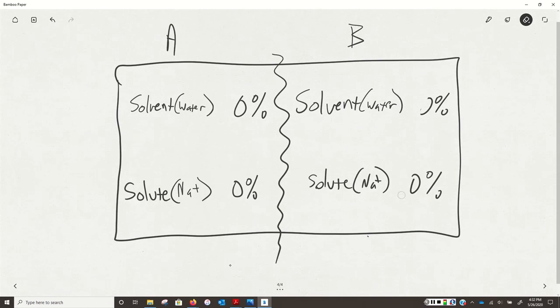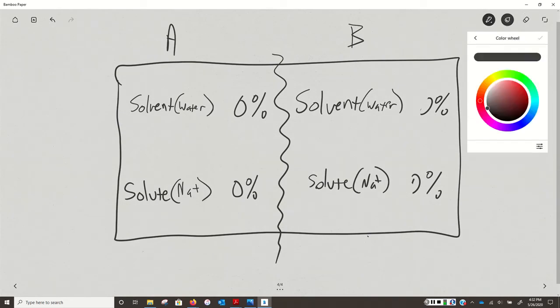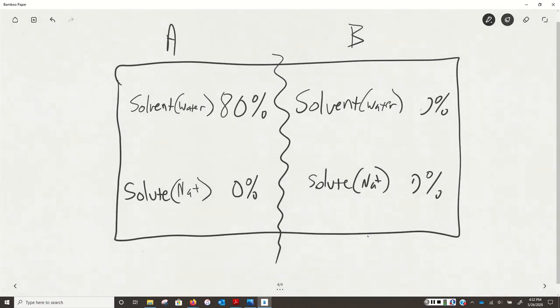Let's say instead what we have is both of them are 20% sodium solutions. They're equal to each other. So what we say is A and B are isotonic to each other. Iso means equal. So A and B are isotonic to each other.